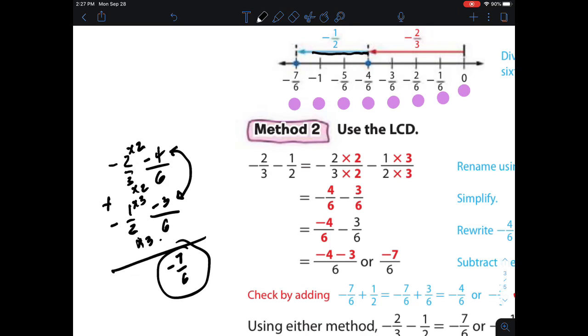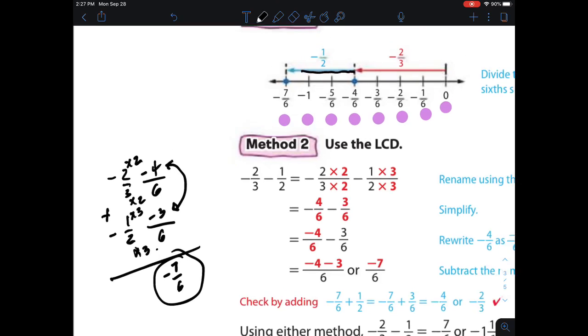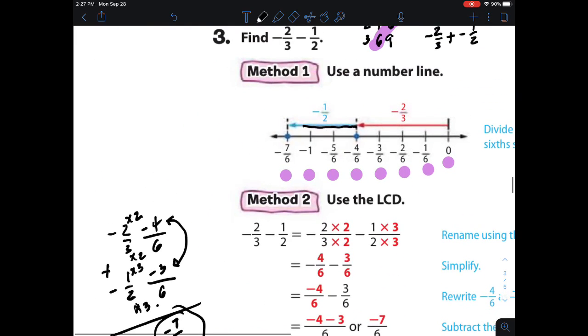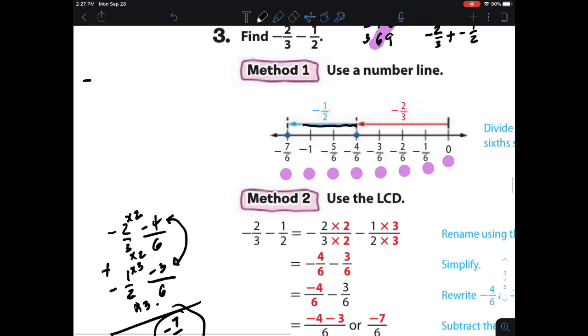Same thing. So let's use the other method that I taught you, multiplying each fraction by the denominator of the other fraction. Let's redo that and do this method. We have again negative 2/3.